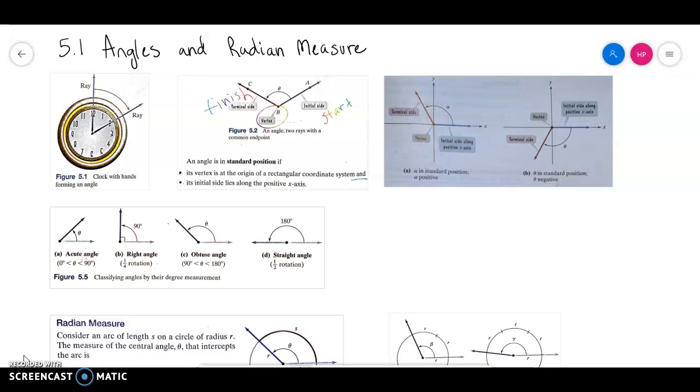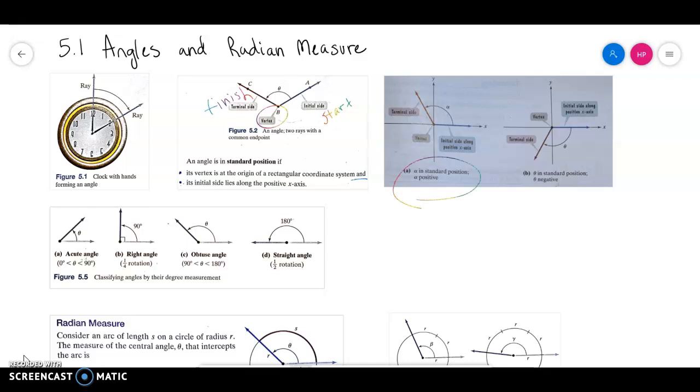In standard position, and we'll get into this more, I think around 5-4, 5-5 maybe, standard position just means that the vertex is at the origin. So when we think of this in our standard plane with our XY axes, and we have quadrants 1, 2, 3, and 4, the angles in standard position have the vertex at the origin and the initial side along the positive axis. And so that's what we're looking at here.